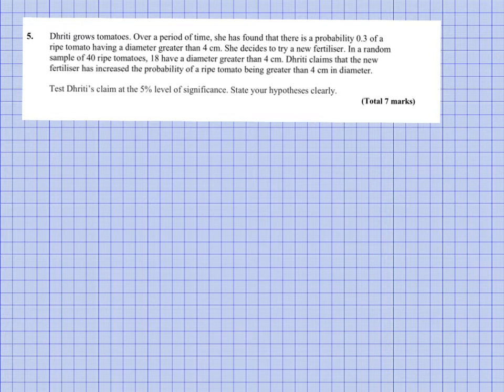We imagine if the fertilizer works, then the probability that a tomato is over 4 centimeters will have increased. So I'm going to start by defining my statistic, and I'm going to say that X is the number of tomatoes over 4 centimeters.